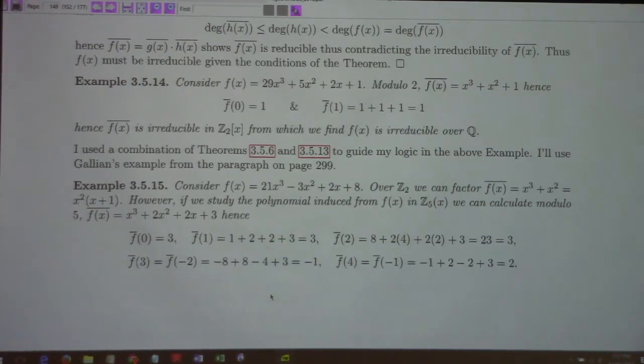So just like we looked at some of this idea before for looking for solutions to equations, right? Now I'm talking about factoring polynomials. That's the difference.